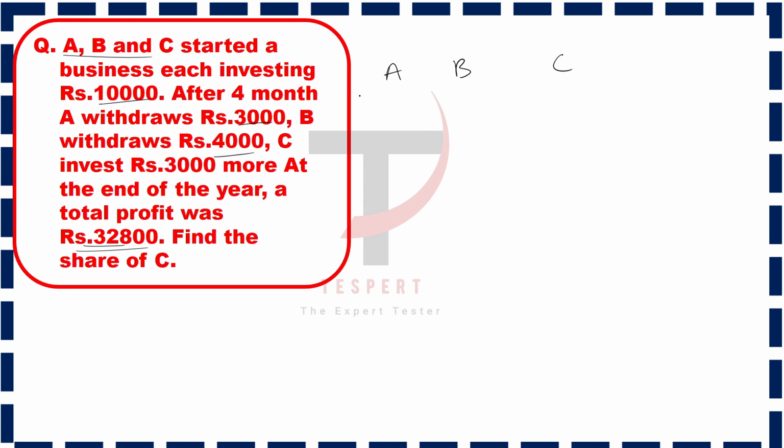So here the capital for A is 10,000 for 4 months and 7,000 for 8 months. Why? A invested 10,000 and after 4 months A withdraws 3,000. So for the first 4 months he invested 10,000, and after that he withdrew 3,000. So the remaining is 7,000, and he is investing this for the remaining months. So 12 minus 4, which is 8 months, right? So this is the capital of A.